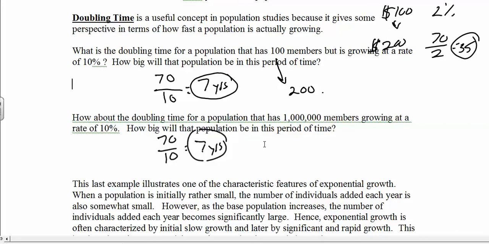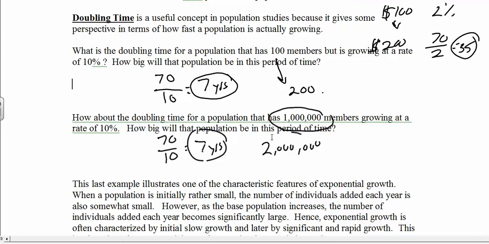But what is interesting now, though, is how big will this population be in 7 years? Now this population will be 2 million individuals because you're doubling from 1 million to 2 million. And I think this example really illustrates the true nature of exponential growth. Adding 100 individuals seems pretty modest. It's not a huge change, okay, when growing at 10%. But when you have a large base population to start with, an increase of 10% over 7 years seems like a huge change. You've added a whole other million individuals.